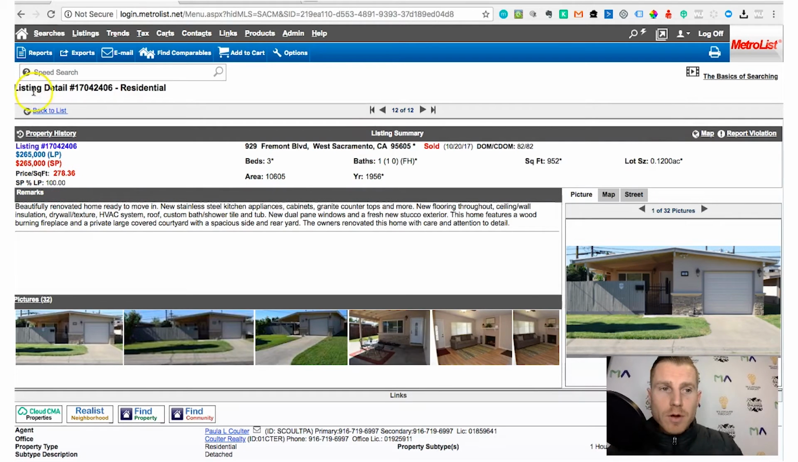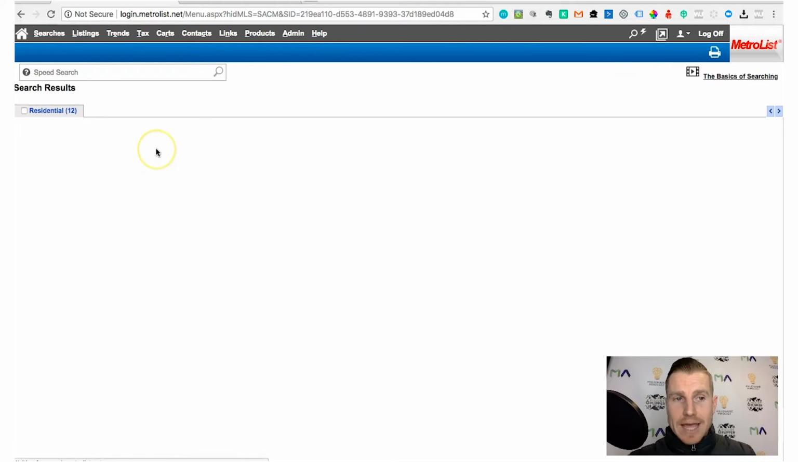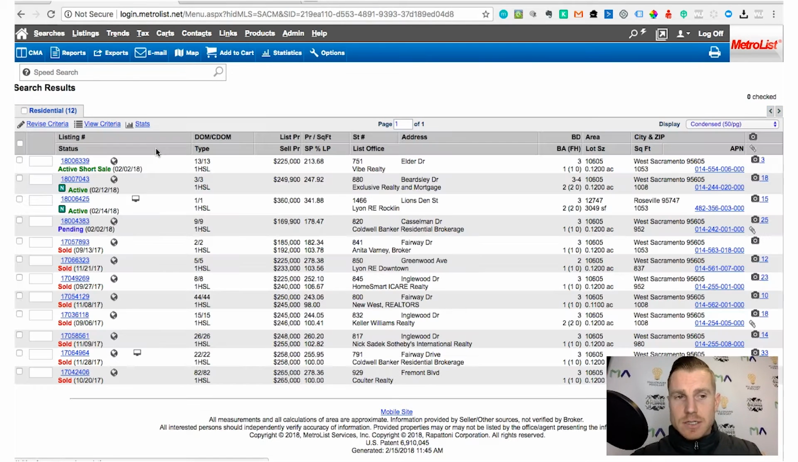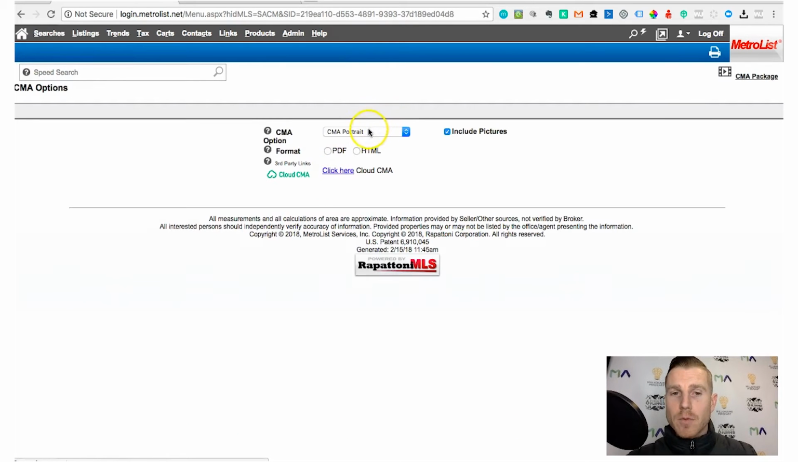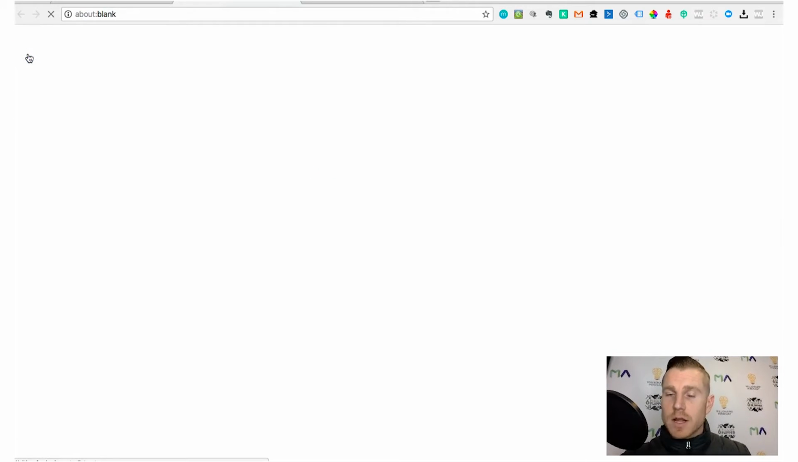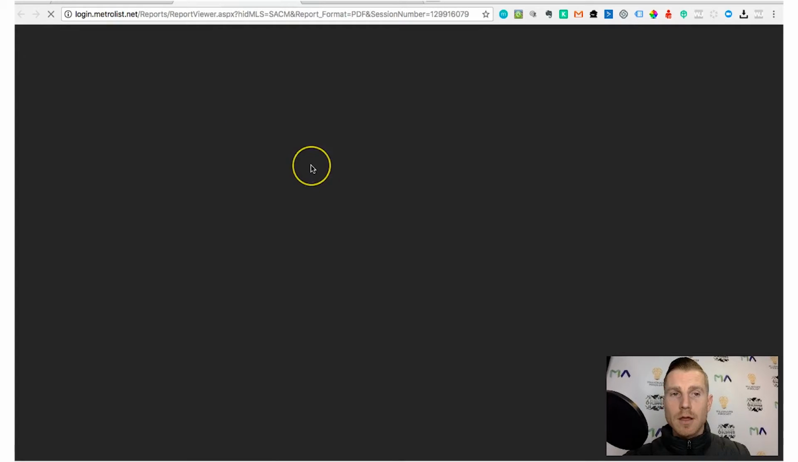So if I were to come back into the list overall, what I'm going to do is look at some of the averages and the trends on this list. So in order to get an accurate snapshot of that, I'm going to come up here and pull a comparative market analysis. There's a lot of different titles or ways that you can use to compare these properties. I like the CMA portrait because it's just a very quick and dirty analysis, and it helps me look at some of the trends that I immediately want to know and look at.